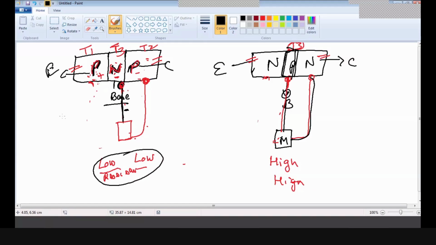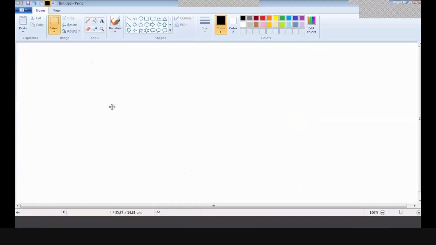Yes ma'am. क्योंकि एमिटर और कलेक्टर जो है वो सेम टाइप के मटेरियल, बेस अलग टाइप का मटेरियल। बेस हमेशा अलग मटेरियल होगा, कलेक्टर एमिटर हमेशा सेम टाइप होगा, PNP। Now I hope you understood all the things.